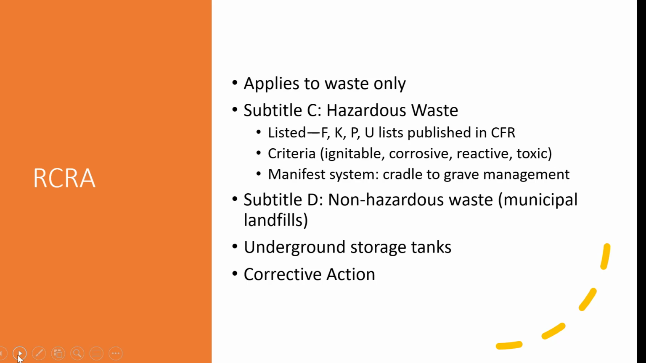subtitle C. And then, in addition, there are four lists of waste, of common industrial byproducts and industrial waste that are actually published in the CFR. And if your waste is on one of those lists, it is also a hazardous waste and dealt with under the manifests. Then there's subtitle D, which deals with non-hazardous waste, which is mostly trash from houses and from businesses.